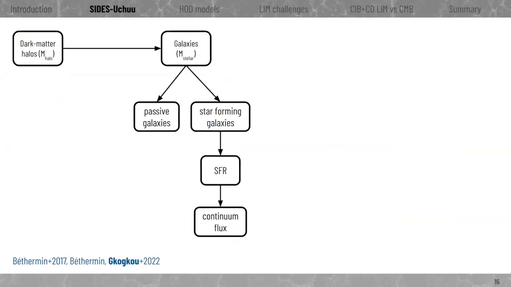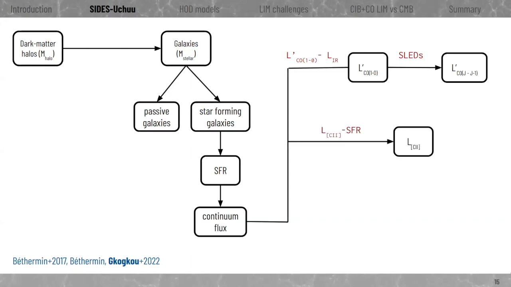So on top of the continuum emission, we can also generate line emission for each one of the galaxies. For now, the simulation offers the luminosity of the main brightest submillimeter lines: the CO line, where we first use the empirical relation between the first CO transition and the infrared luminosity, and then for the rest of the transitions we use some SLED templates. We also have the C II line, for which we also use empirical relations found between these two quantities, and also the C I line.